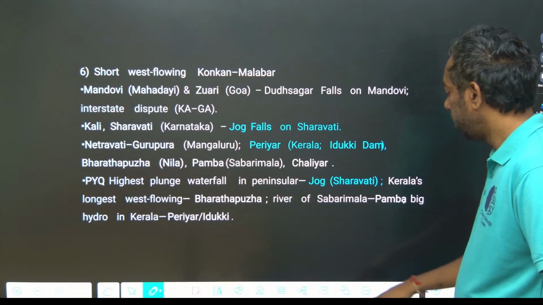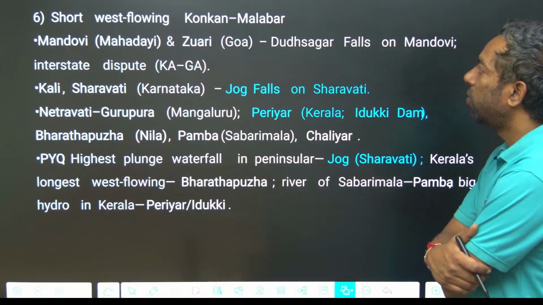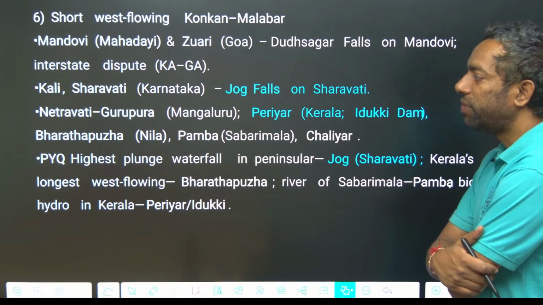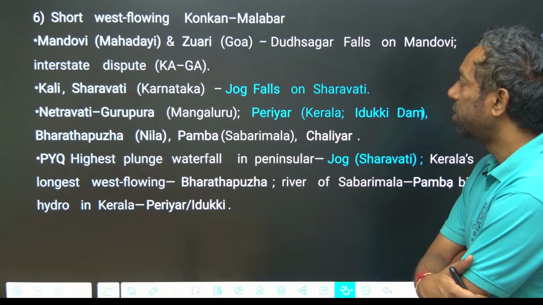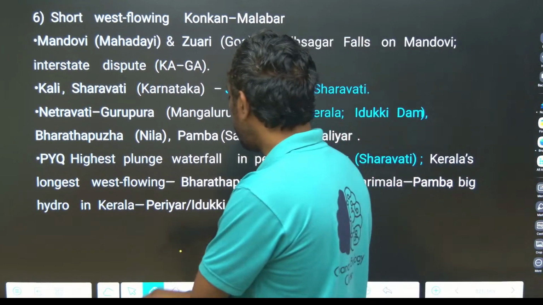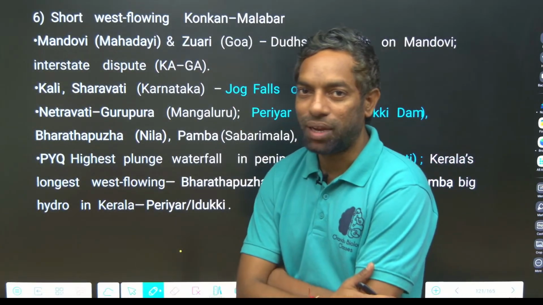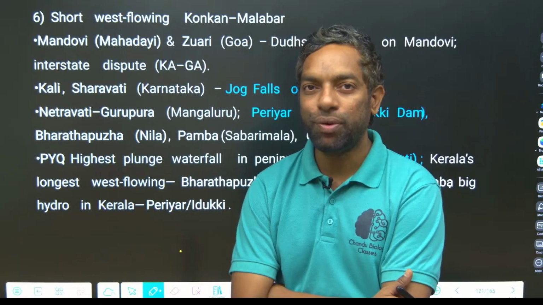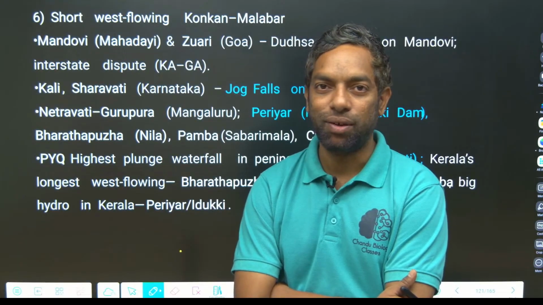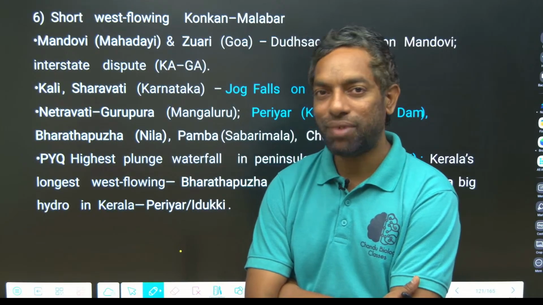Yeah, guys, short notes for the west flowing rivers. Konkan, Malabar rivers are also west flowing rivers. Konkan, Malabar and Mandovi, these are very small west flowing rivers. They might ask you in the coming exam, because the exams are getting tougher every year. In that way, they can find new terms, new things. That's why they can ask you some small rivers also in the exam for the filtration.